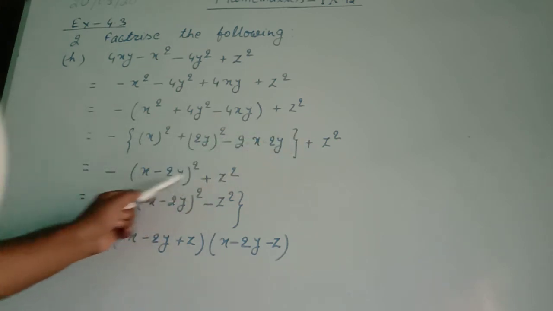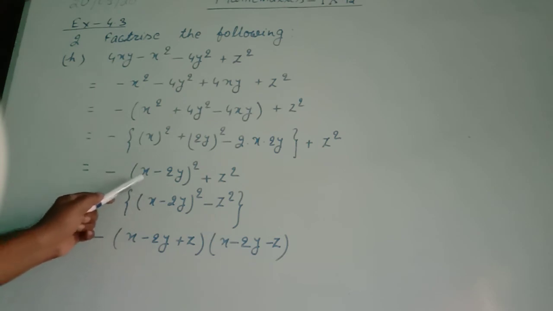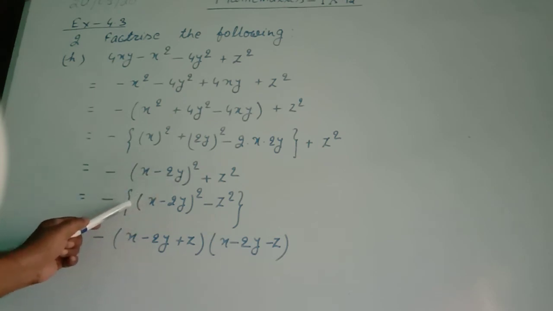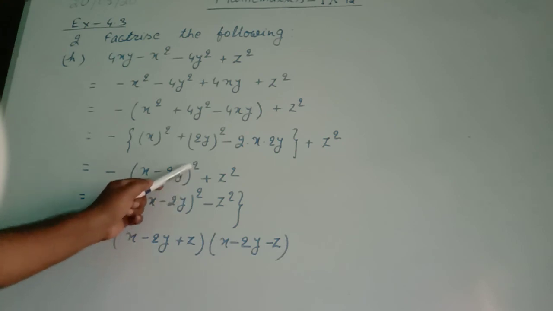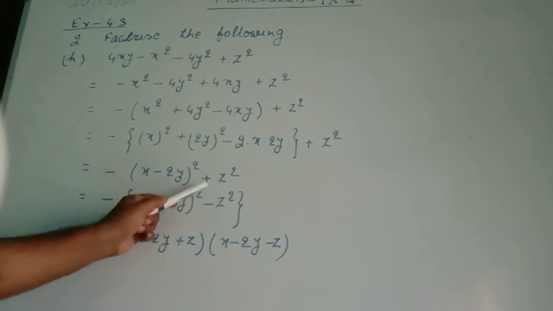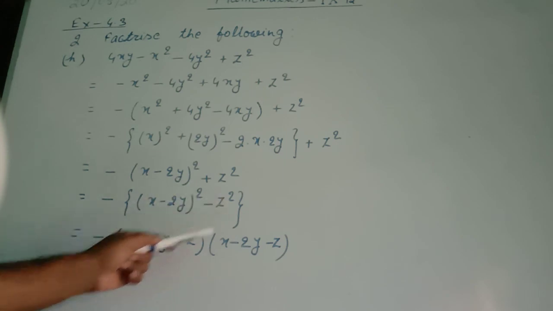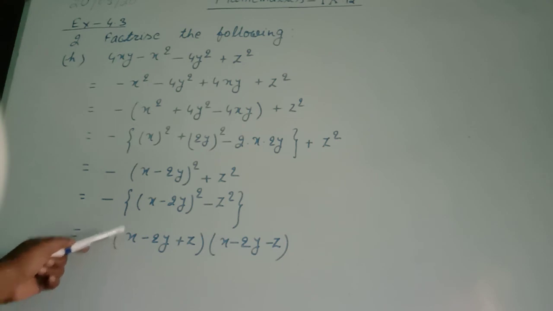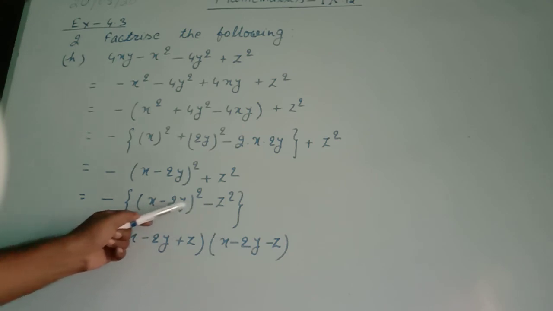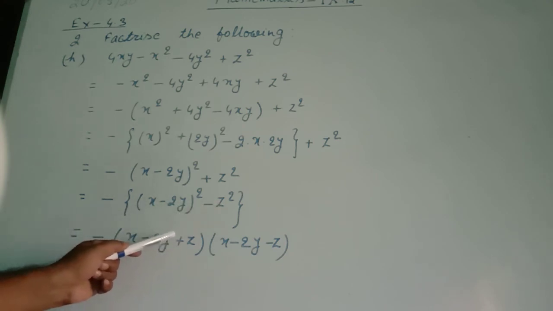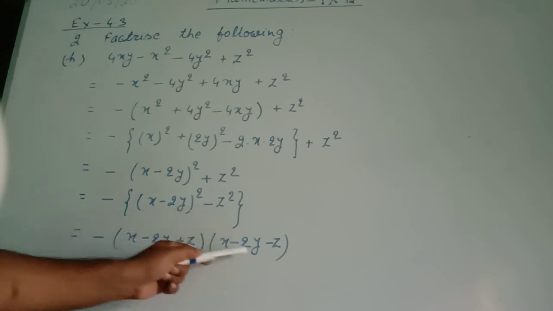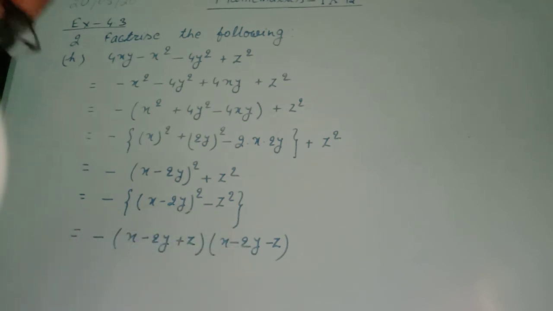From these two terms I have taken minus common, so I wrote the remaining term in the bracket. This will be x minus 2y whole square, and this plus will be changed into minus because minus minus plus, z square. Now this is in the form of a square minus b square. This minus came here, and a plus b means x minus 2y plus z, and into a minus b, x minus 2y minus z. This became the answer.